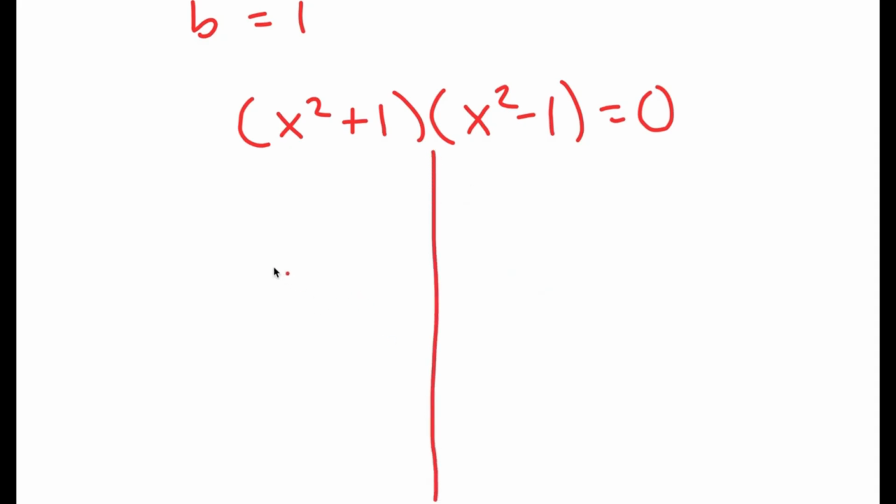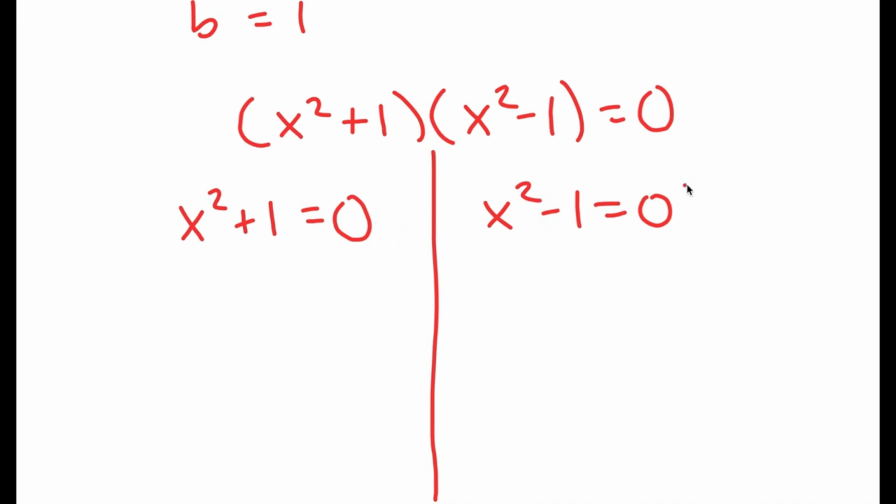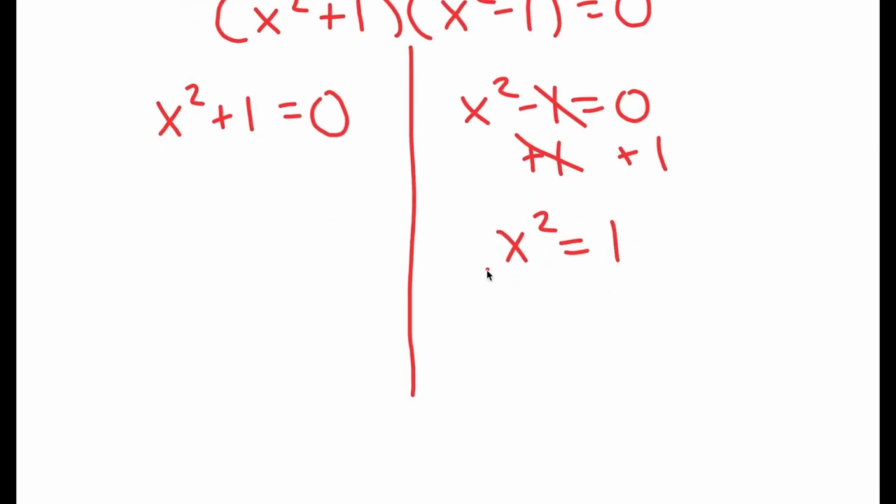Now this gives me two equations. I get x squared plus 1 is equal to 0 and x squared minus 1 equals 0. So let's first solve x squared minus 1 equals 0 because it's simpler than x squared plus 1 equals 0. To solve this, I'm going to first add 1 on both sides. So I get x squared is equal to 1. And now I'm going to take the square root on both sides. Square root of x squared is x, and I get x equals positive or negative 1.